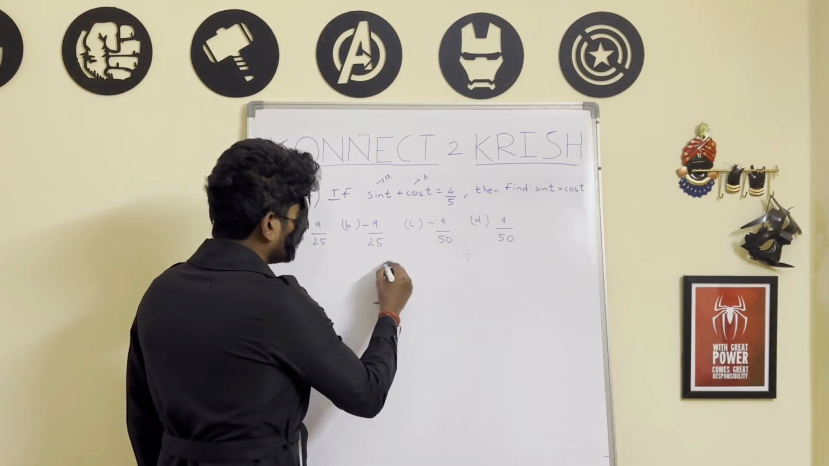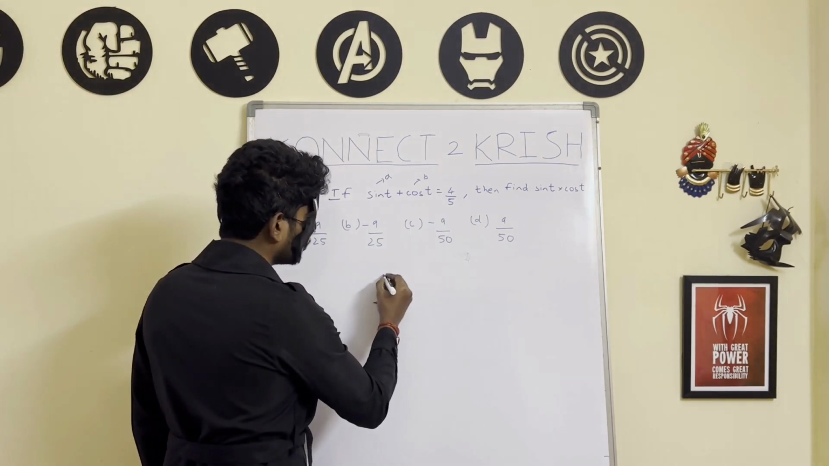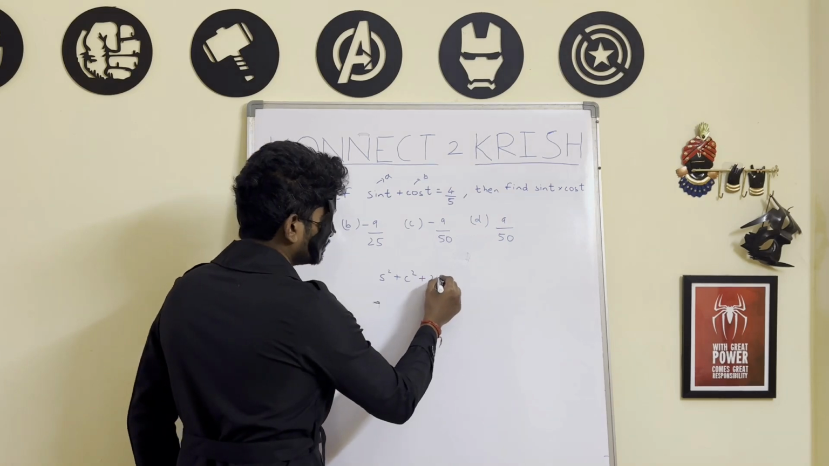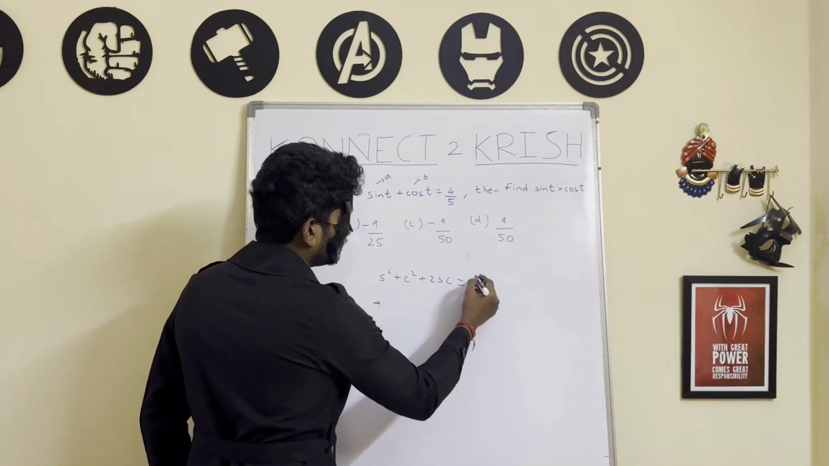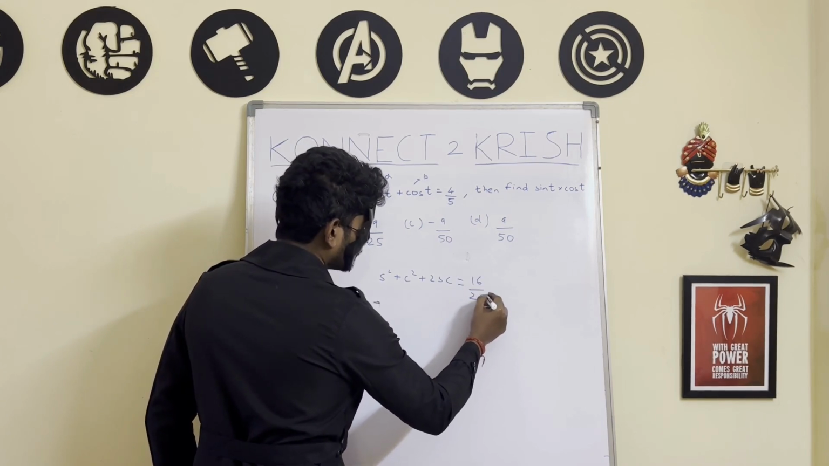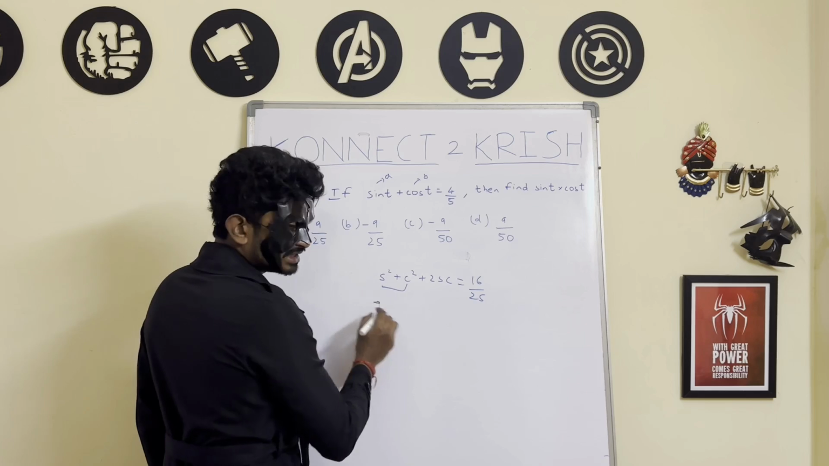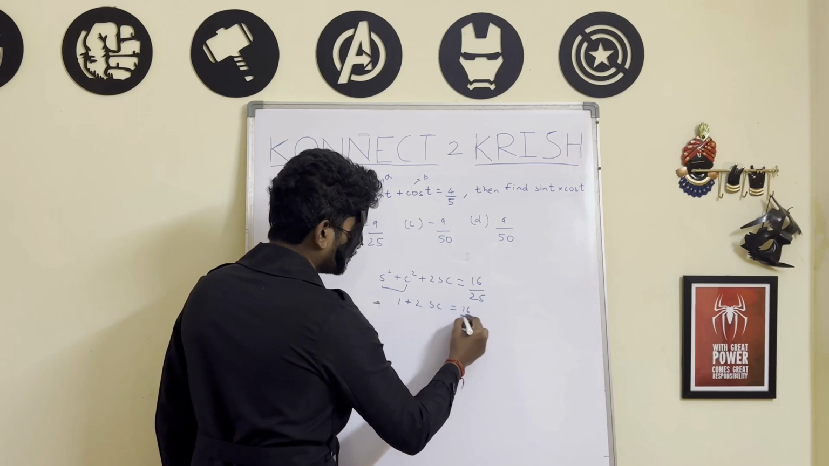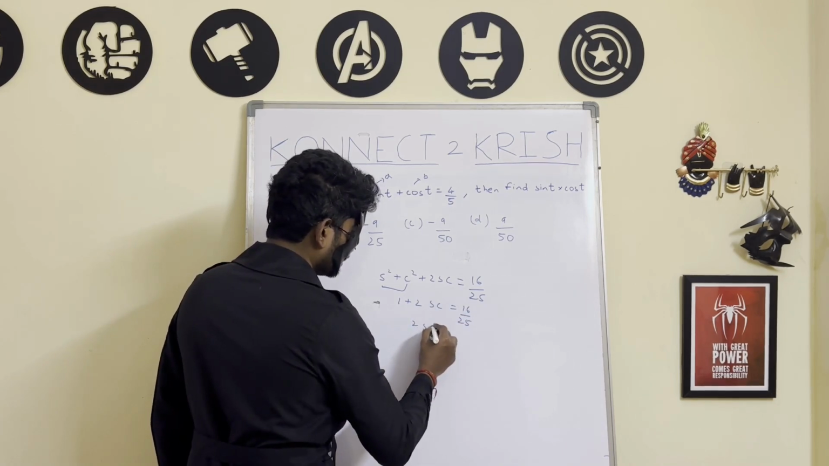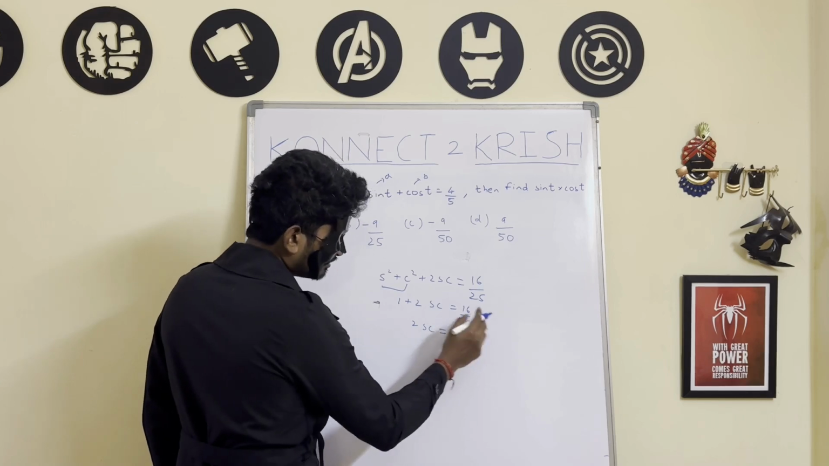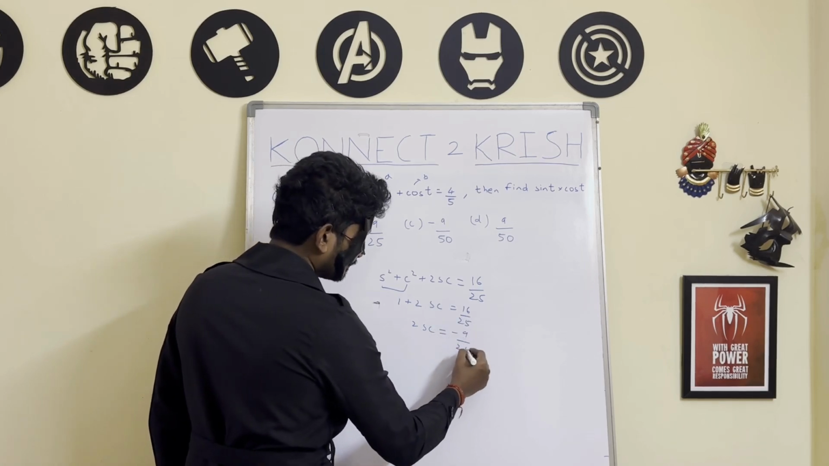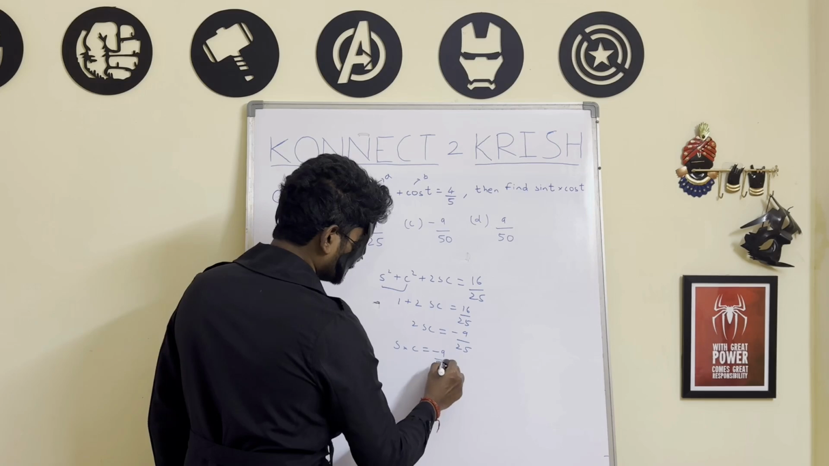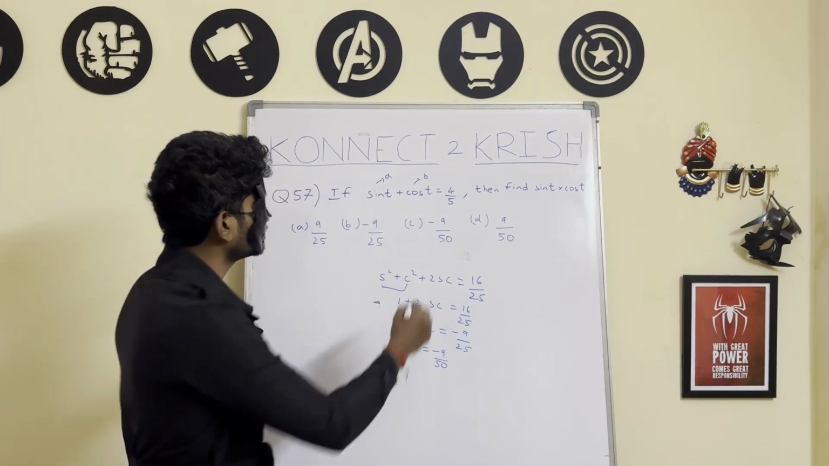Now I will be squaring this equation on both the sides. It will be sin square plus cos square plus 2 sin theta cos theta, which is nothing but 16 by 25. Now we already know that sin square theta plus cos square theta is equal to 1. So 1 plus 2 sin cos is equal to 16 by 25. So 2 sin cos will be 16 by 25 minus 1, which is minus 9 by 25. Sin theta into cos theta will be nothing but minus 9 by 50. So from this, option C is right.